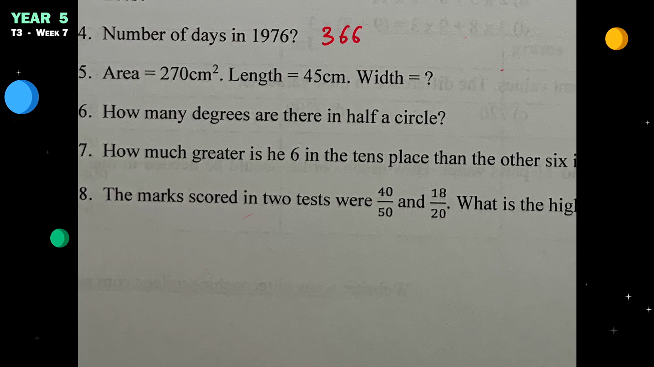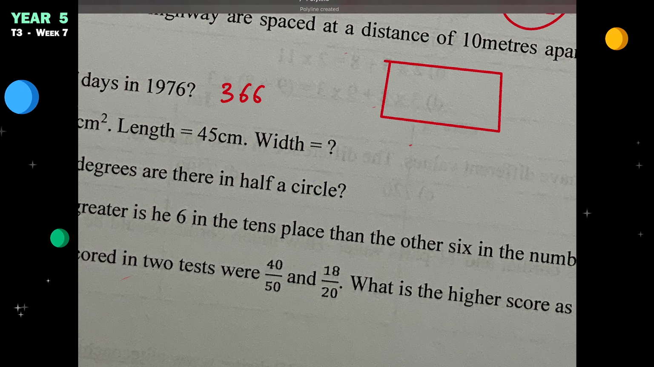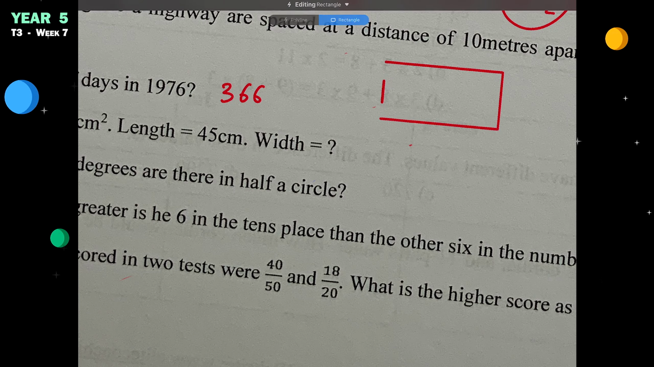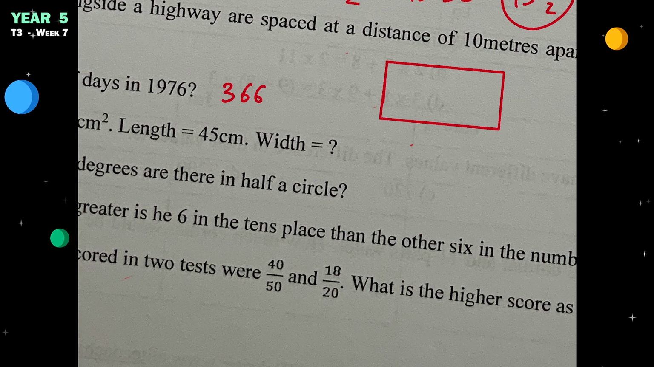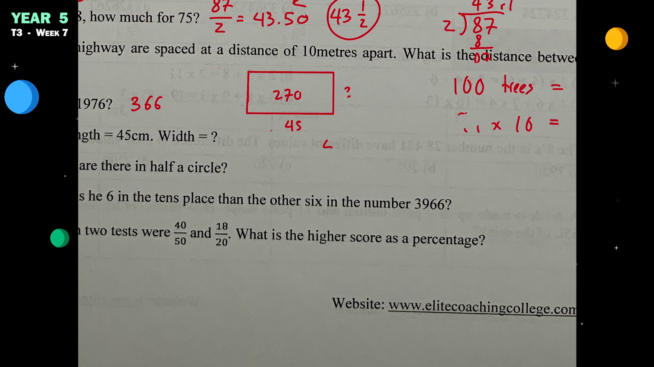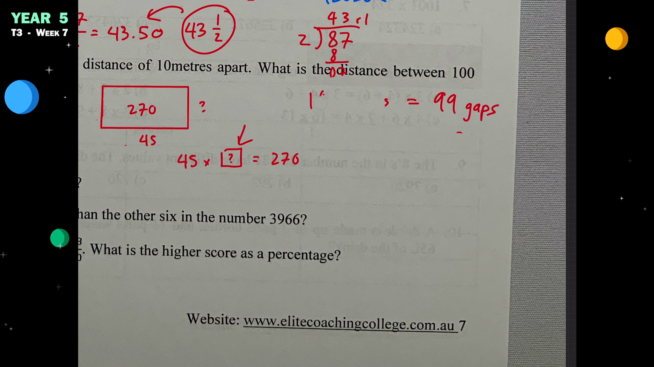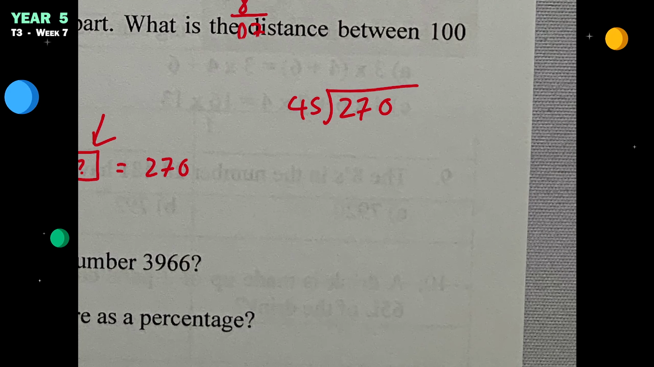Alright, next one. Area is equal to that much, so I'll just draw a rectangle. Not the best looking rectangle in the world, but it'll do. Now it says the length is 45, and the area is 270. What's the width? To find the area, we do 45 times this unknown width, length times width, and we get 270. So to find this number, we do a simple reverse, and the reverse of multiplication is division. So we do 270 divided by 45. How many 45s go into 270?